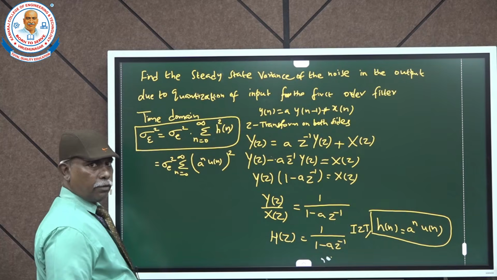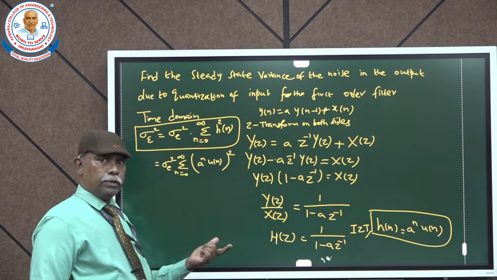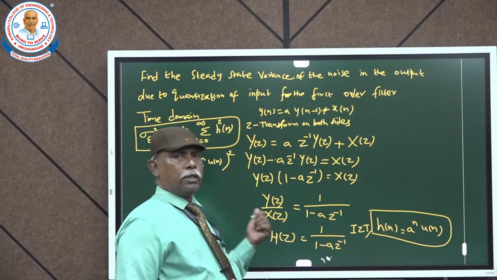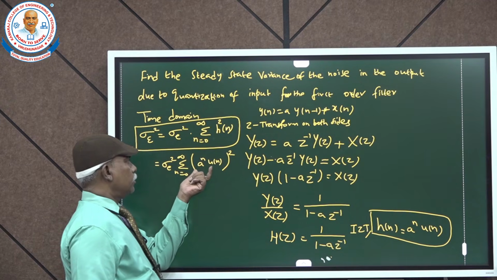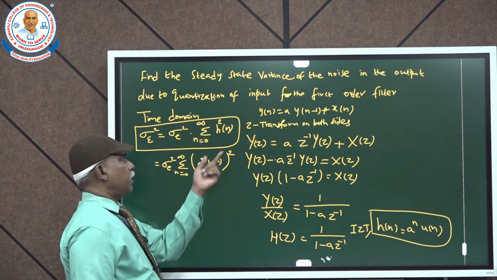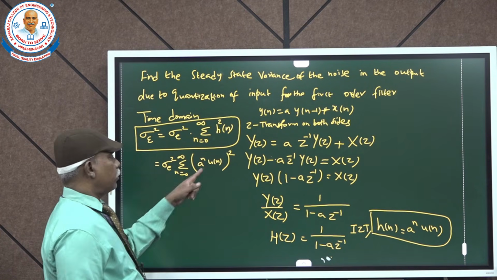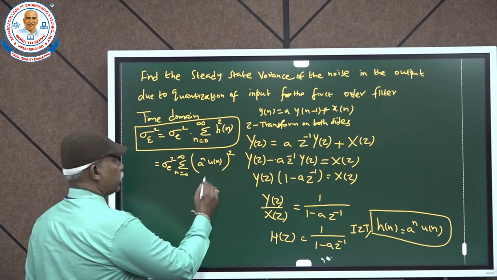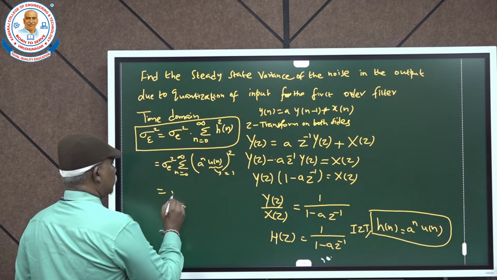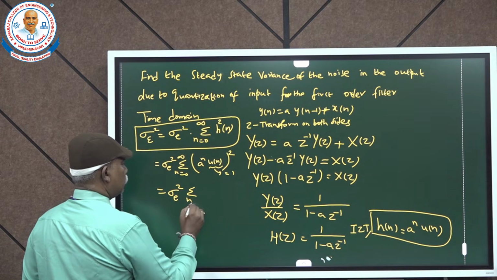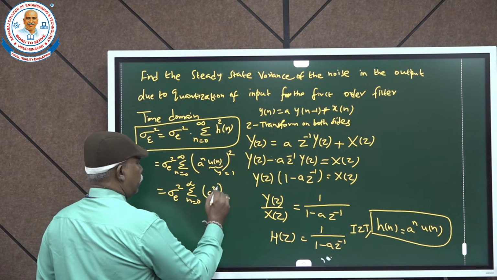Modulus means the negative value is changed into positive, because the value of a is plus or minus 1. So here mod is also right, no problem. For that I put a power n u of n into whole square, right. The square will automatically make negative into positive. You know that u of n, the unit step signal, has value equal to 1. So our answer is summation n is equal to 0 to infinity a square power n.